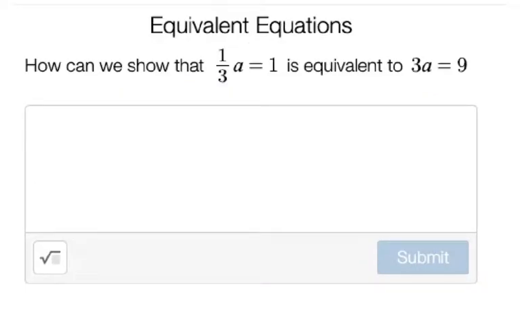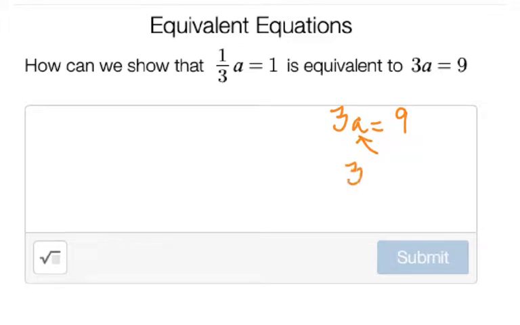All right, moving on to the next slide. How can we show that 1/3 of a is equal to 1 is equivalent to 3a is equal to 9? Well, again, I'm looking for a value. What value of a can I substitute in right there that will equal 9?